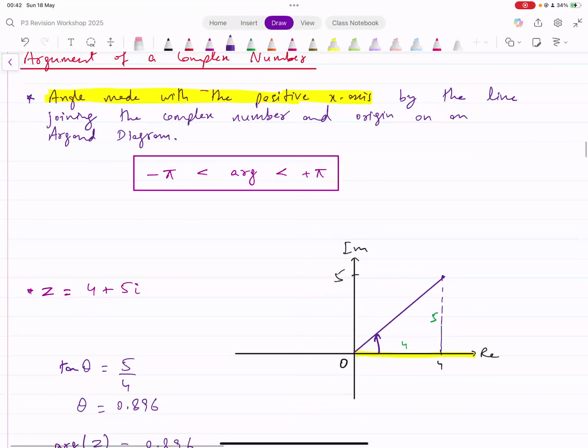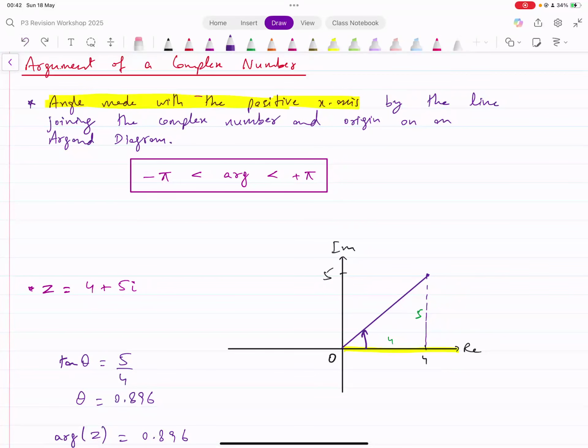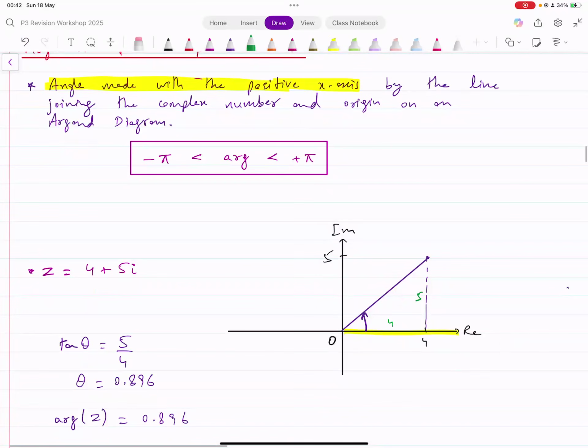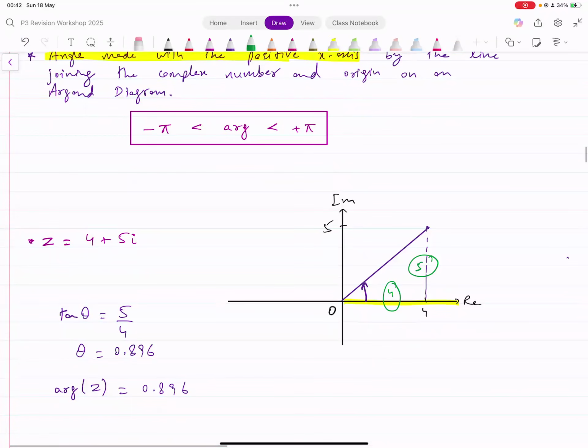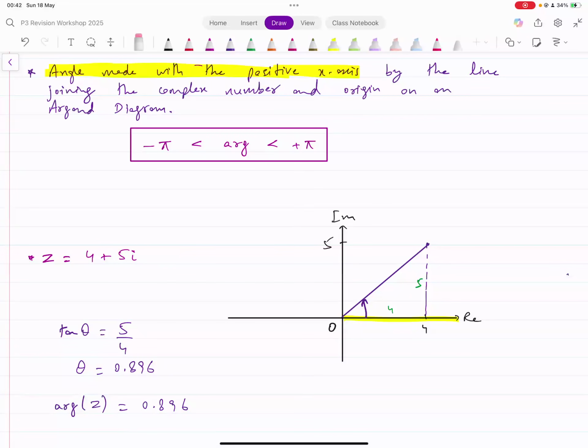Now, how do you find this argument? You can think of this right angle triangle. You're looking for this angle here. You can use tan for that, right? This is perpendicular. This is the base. Tan theta equals 5/4, and that gives you the value for theta. That's 0.896. Always use radians in general in paper 3, unless a question specifically uses degrees. In integration, differential equations, iteration, complex numbers, in these topics at least, you always have to use radians. So this angle turns out to be 0.896, and that's the argument of this complex number.